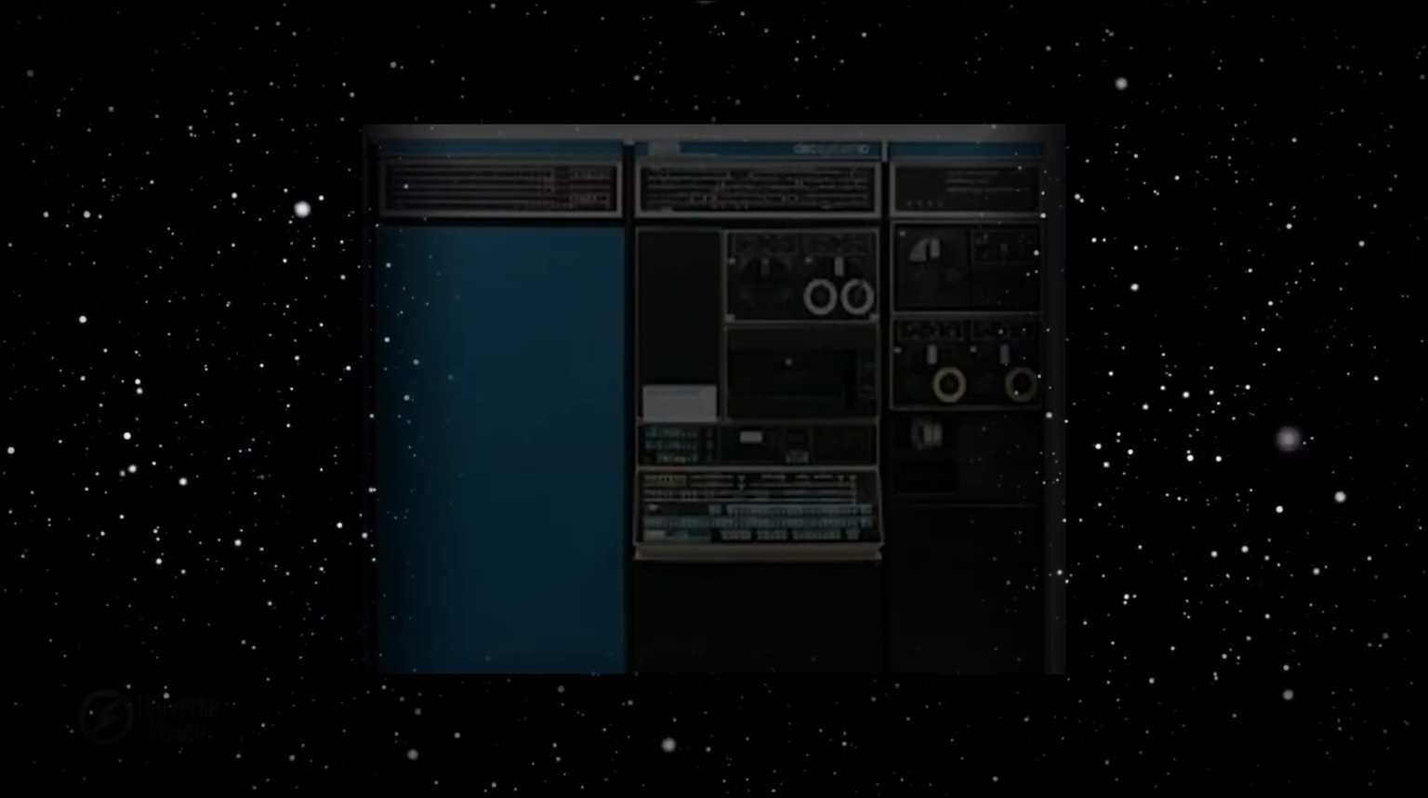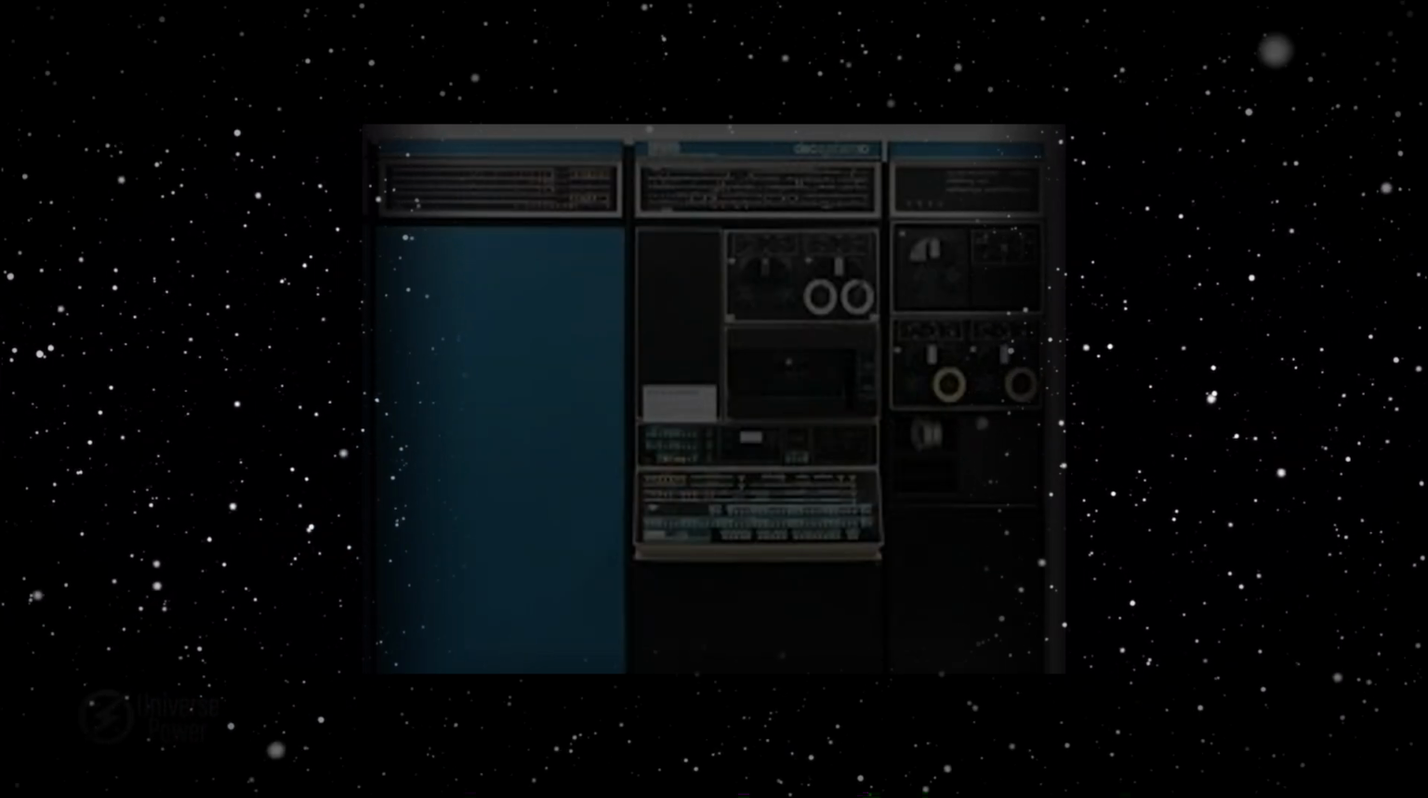Level 30: Minicomputers, DEC PDP series.